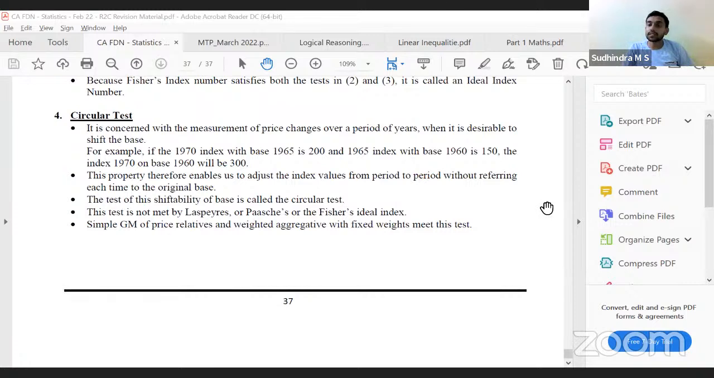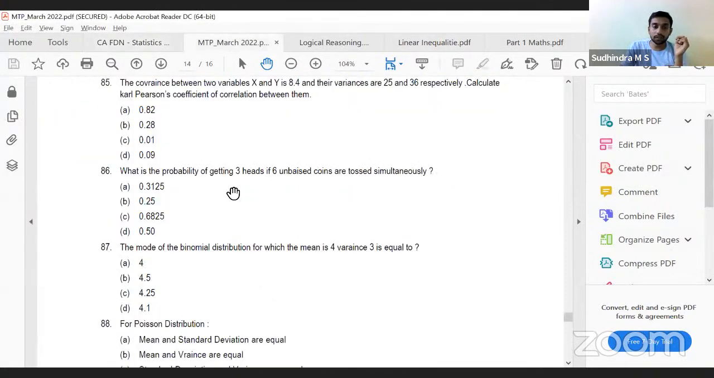This is index numbers. We have discussed different types of index numbers, which is very important. Then we discussed shifting, splicing, calculation of chain index, and deflating, that is important. Then testing of adequacy of index numbers. So can we look into some questions?